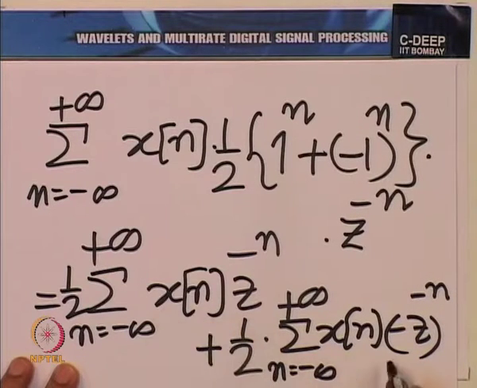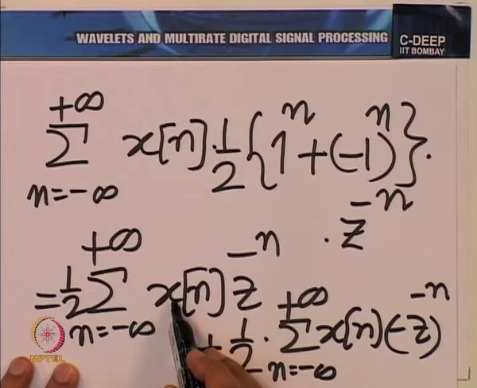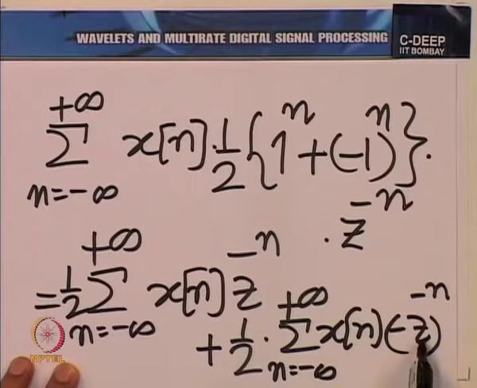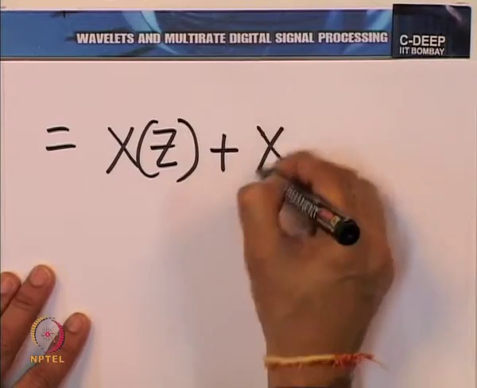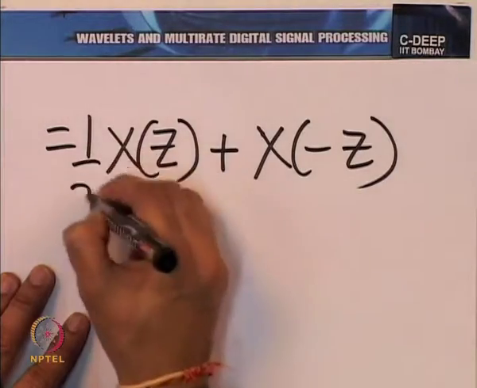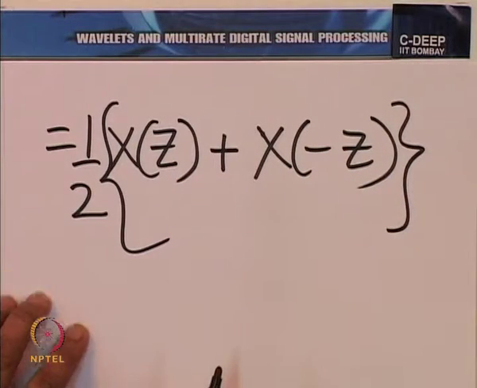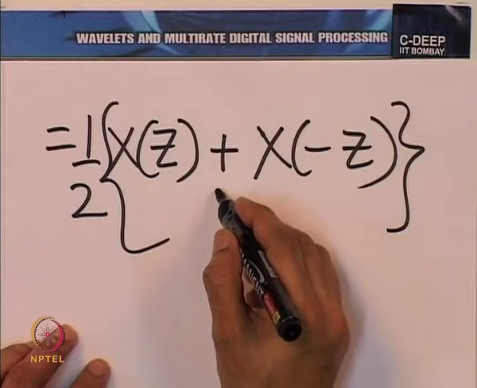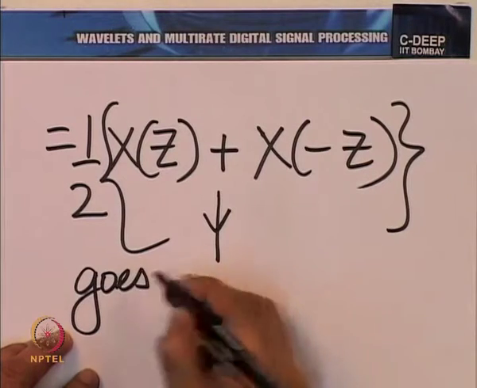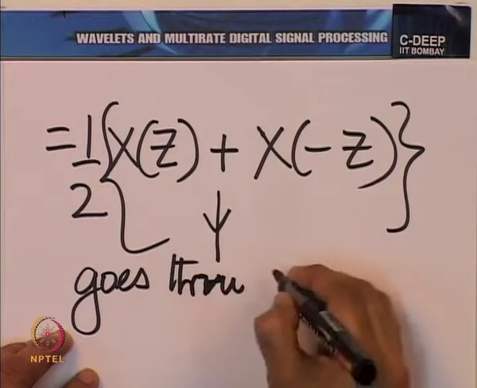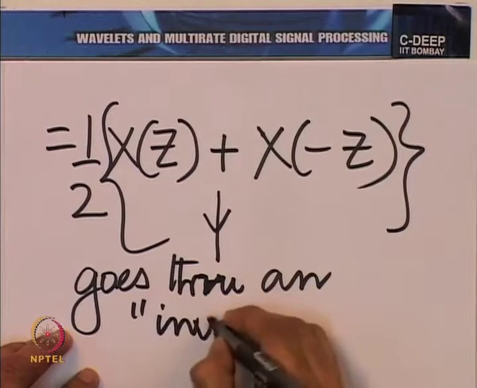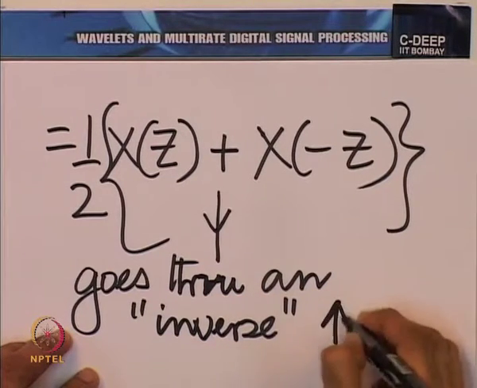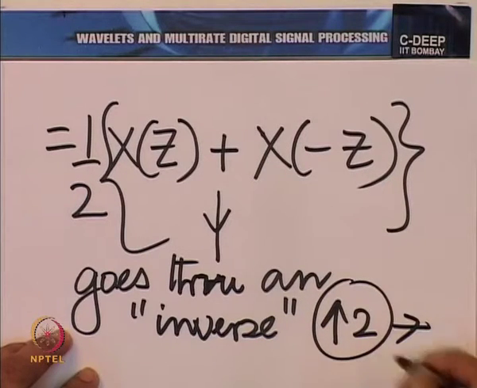Indeed, these are very familiar expressions. This is just the Z transform of x, and this is the Z transform of x with z replaced by minus z. So, this is essentially equal to half times capital X evaluated at z plus capital X evaluated at minus z. So, we have done our job. Now, all that we need to do is to note that this goes through a downsampler by 2, so to speak.